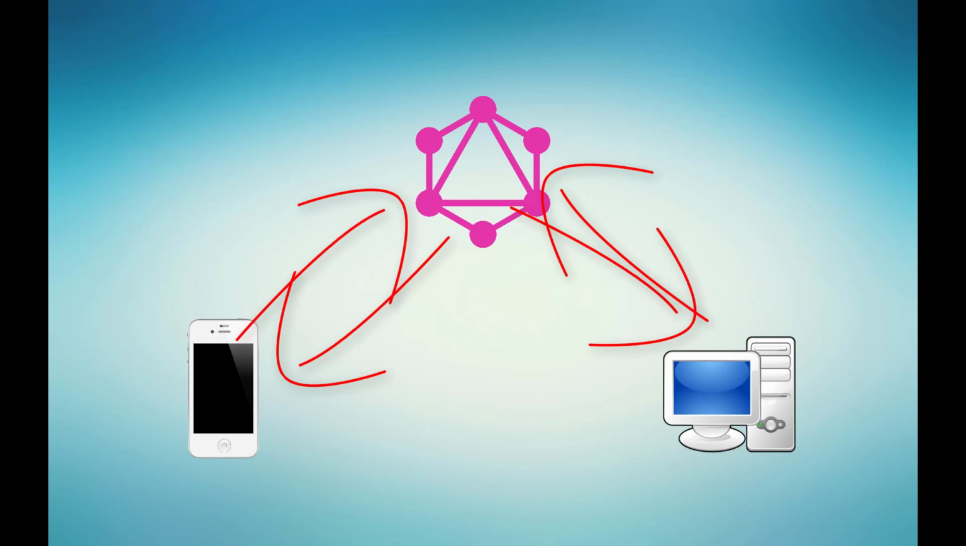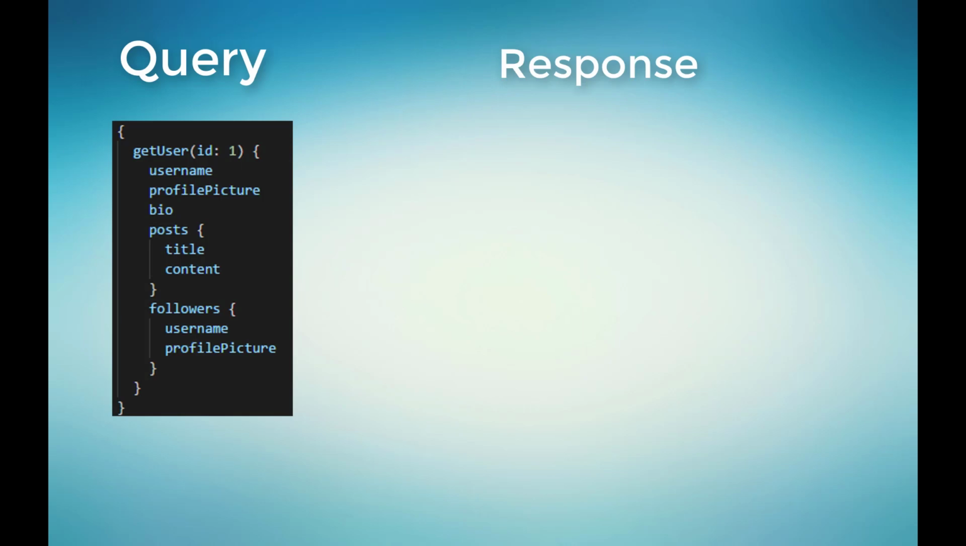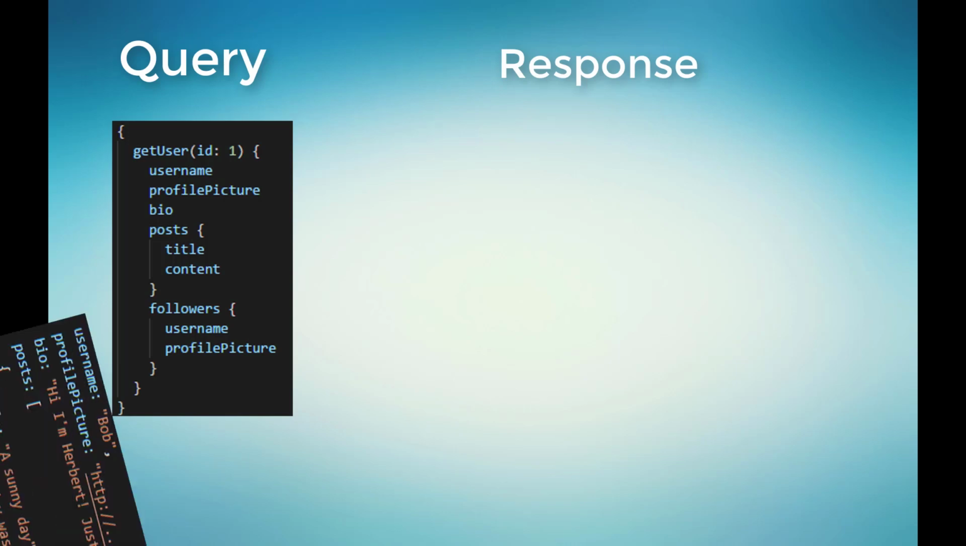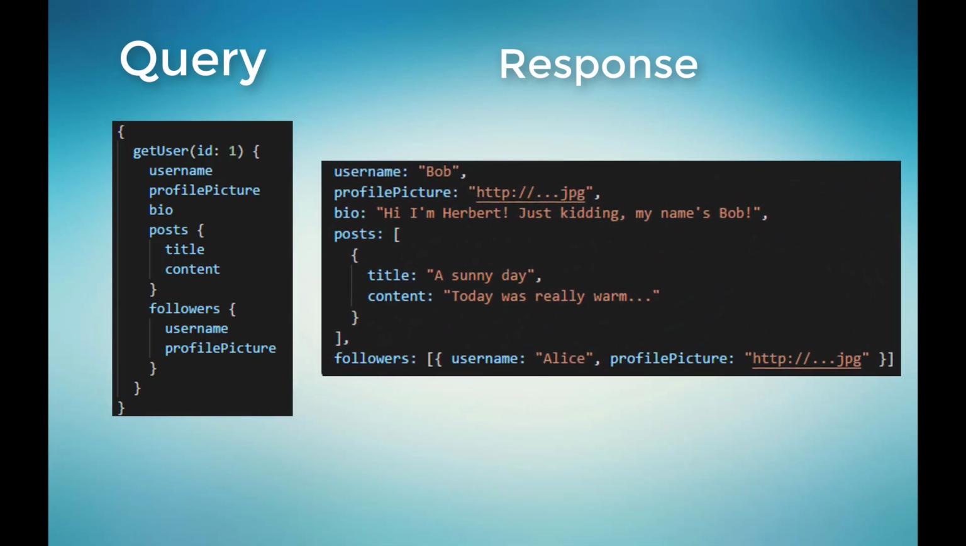Let's see how a GraphQL query for this could look like. In this case, we have a query called getUser, and we ask to get the field username, profile picture, bio, and the post, and the followers. And inside each of these fields, we have subfields with the title and content for the post. And likewise for the followers, we have the username and profile picture. And this is how the response would look like.